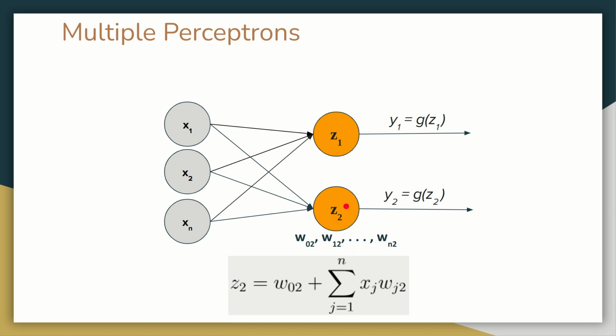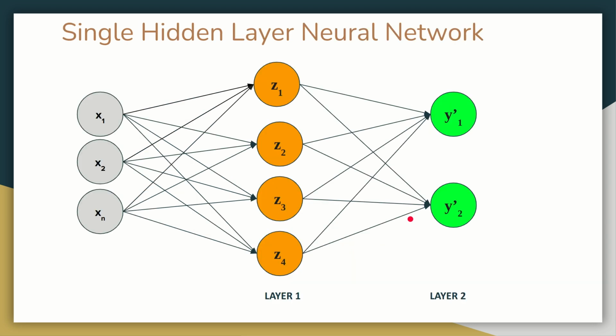Again, for perceptron 2, the weights associated are W02, W12, Wn2. You can observe over here the second index. This represents the number of the neuron, or the number of the perceptron. Because we are at the second perceptron, the second index is 2. Now we'll take the weighted sum of our input with these weights to get Z2, which is the value at our second perceptron. So Z2 is equal to W02 plus summation over xj wj2, where j is ranging from 1 to n. And then we apply a non-linear activation function to get the output y2.